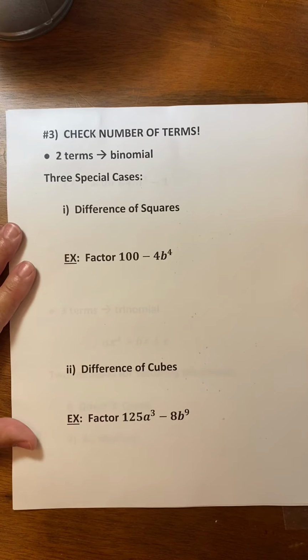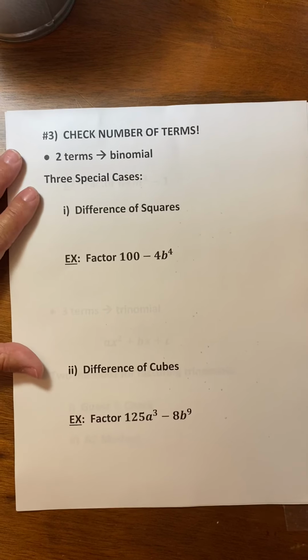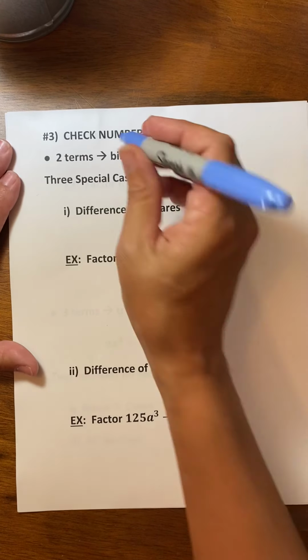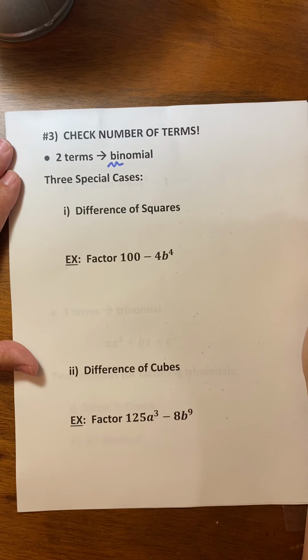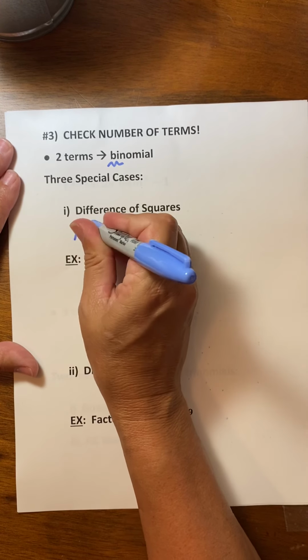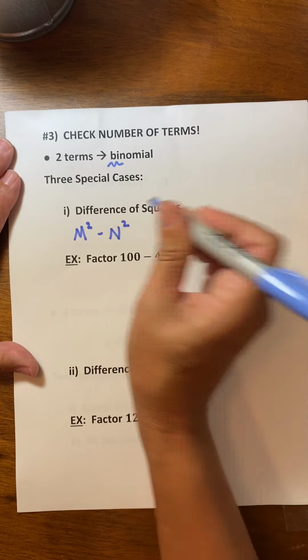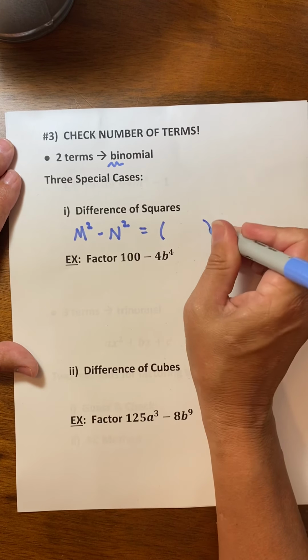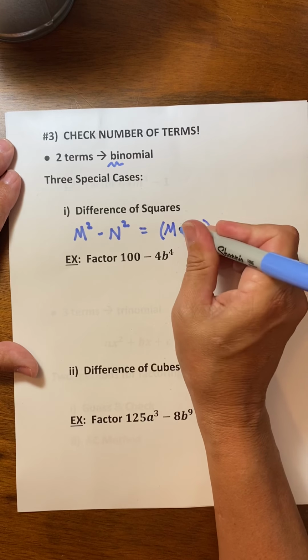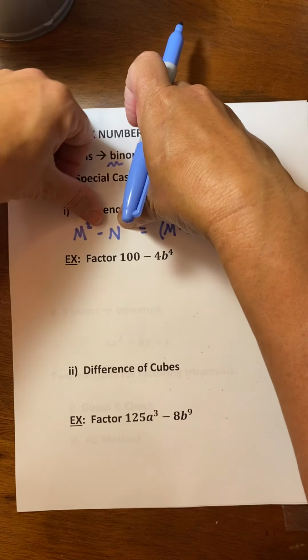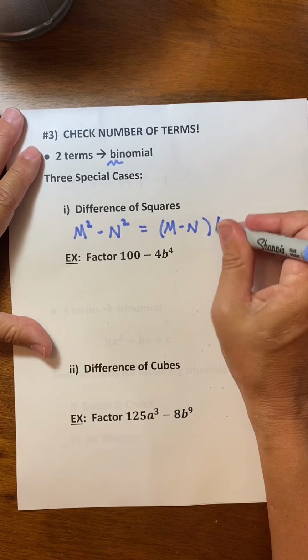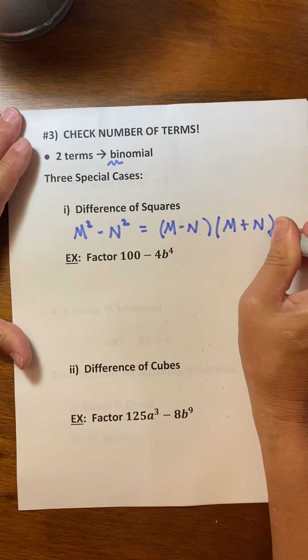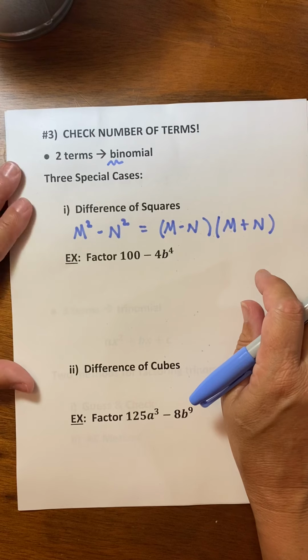Check your number of terms and think about what we do with those numbers of terms. If you have 2 terms, it's a binomial, and there's 3 special cases: difference of squares, difference of cubes, and the sum of cubes. The difference of squares, if you have m squared minus n squared, so if you can break it up into something squared minus something else squared, it always factors, and the first factor is going to be m minus n, which is that expression without the powers. And then the second factor is m plus n. The same thing, but we just changed the subtraction to addition.